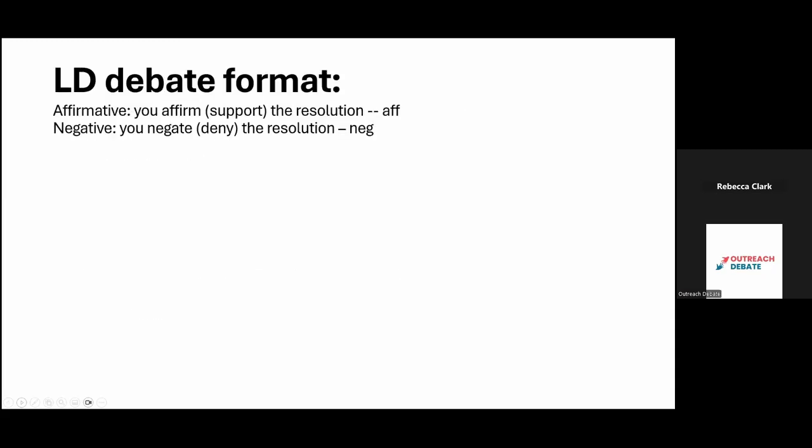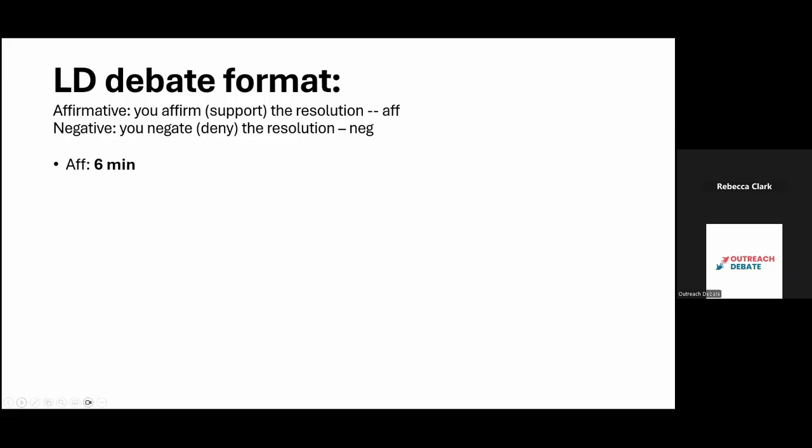Okay, so let's briefly go over the LD debate format. This is not something that you should necessarily have memorized right now, but it's helpful to at least be aware of these numbers, and as you get more familiar with doing LD debate, they should feel natural. So in LD, there is an affirmative and a negative. If you are the affirmative, you affirm the resolution, and if you're the negative, you negate or deny it.